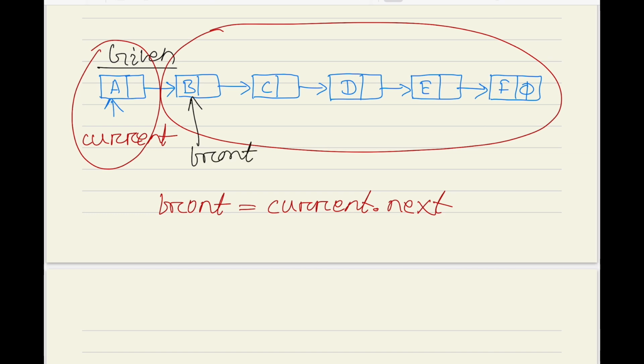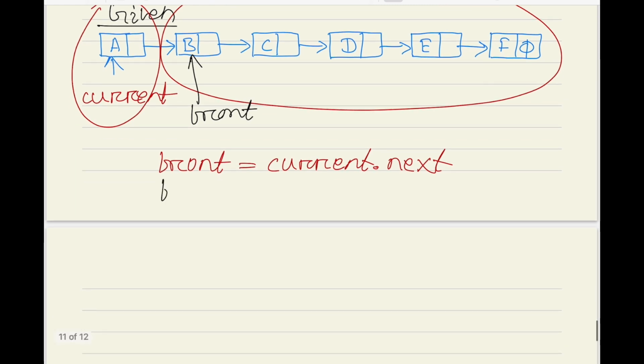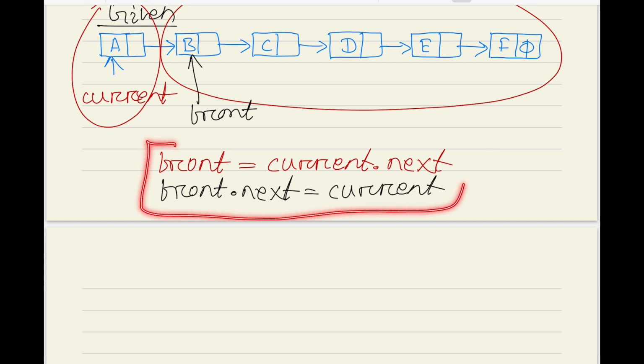So after the reverse operation, A will be the last node and B is going to refer to A, that means front is going to refer to current. So for that, we need to write front.next = current. That means the node A will be the last node and B is going to refer to A. So for that, we can write these two statements.